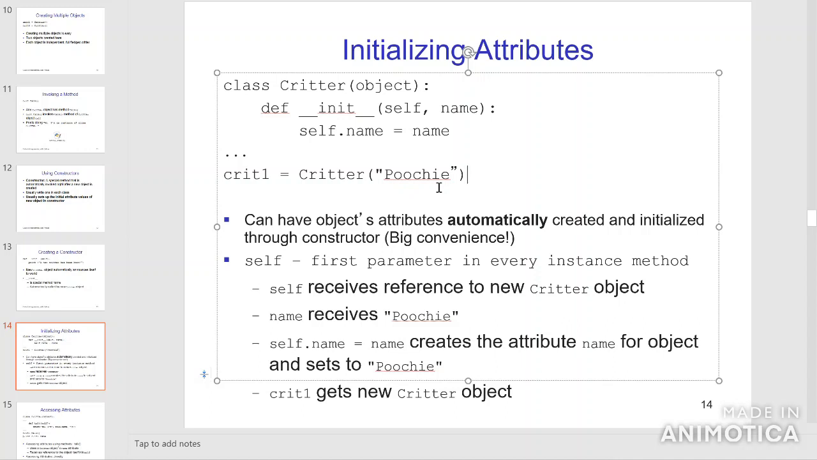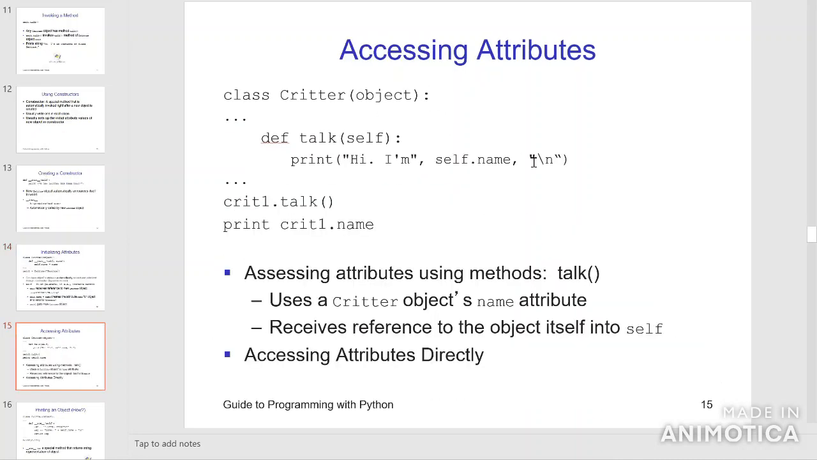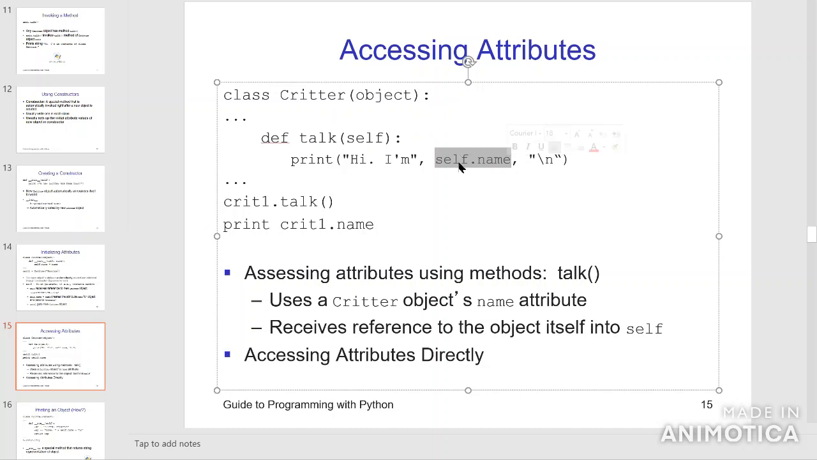Okay, so that's something that we can do to initialize the attributes in a class. Okay. So how can we access the attributes? In fact, you use methods to access the attributes. Okay, so you see, in fact, you can just refer to the name to access the value. Okay, so in this case, you print out the attribute value of name.